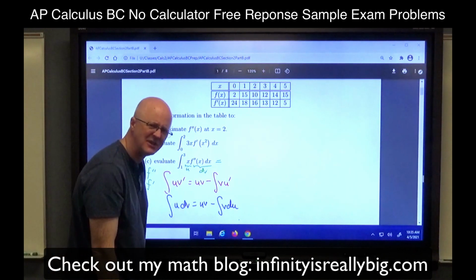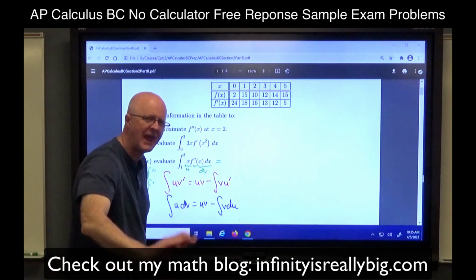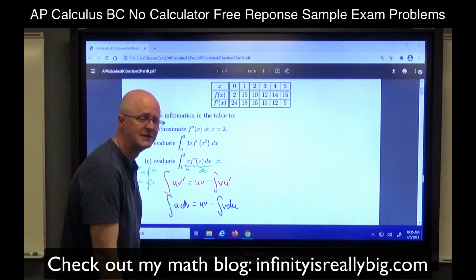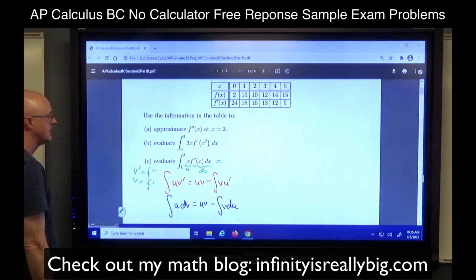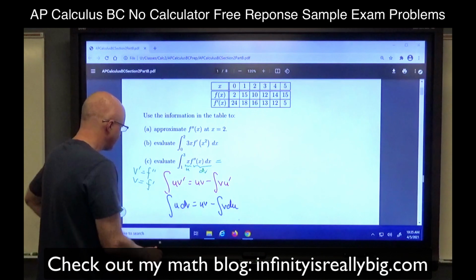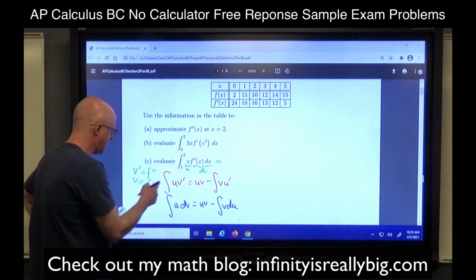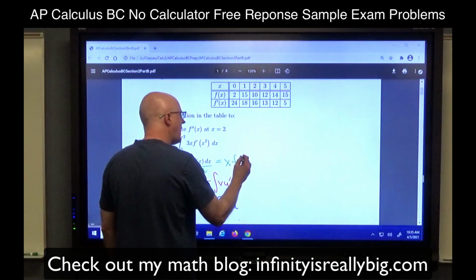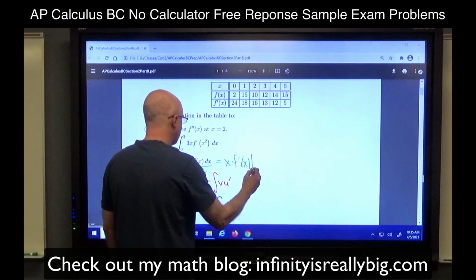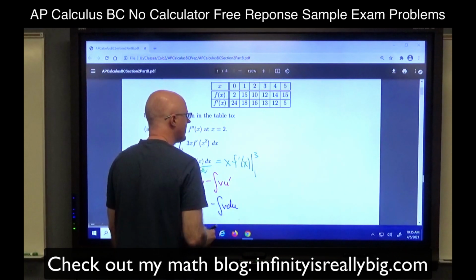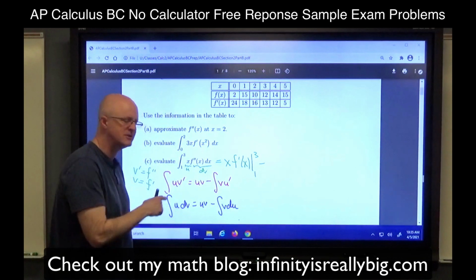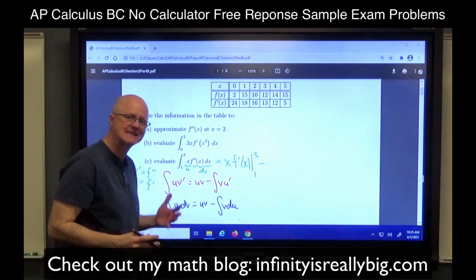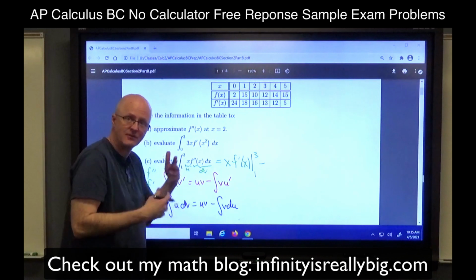Plus c? Do you need to add on plus c? No, you don't have to, because any antiderivative works. You can take c to be 0. So think about this formula. u times v is x times f prime. So I'd have x times f prime of x, evaluated from 1 to 3. When you do integration by parts, you leave the limits of integration the same. When you do substitution, you have to change them.